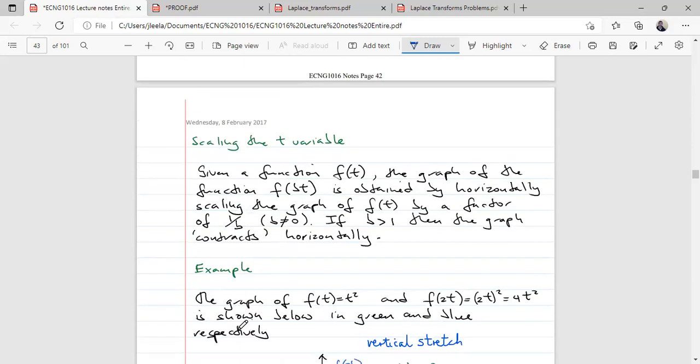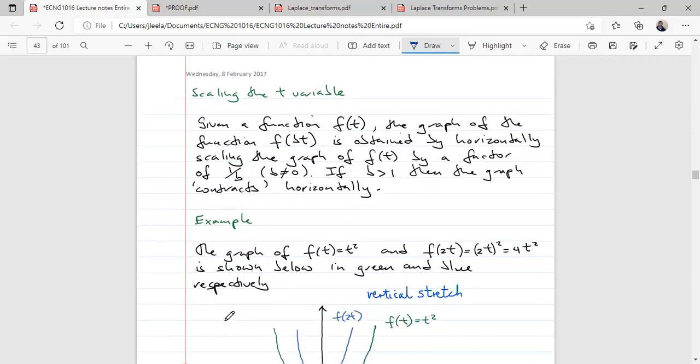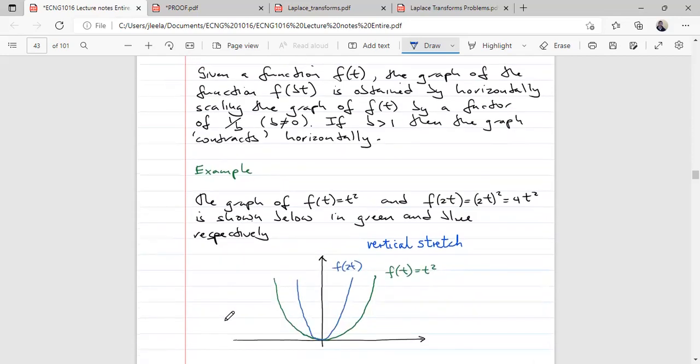So you have your sine curve here now from 3 going up and down, on and on forever, right? Right, so scaling the t variable. Given a function f of t, the graph of the function f of bt, where b is a constant, is obtained by horizontally scaling the graph of f of t by a factor of 1 over b, given that b is not 0, right? So if b is greater than 1, the graph contracts horizontally. What do you mean by contract horizontally? It means that it's stretched vertically, basically. So you have less going across the graph, and you have more of the graph going upwards.